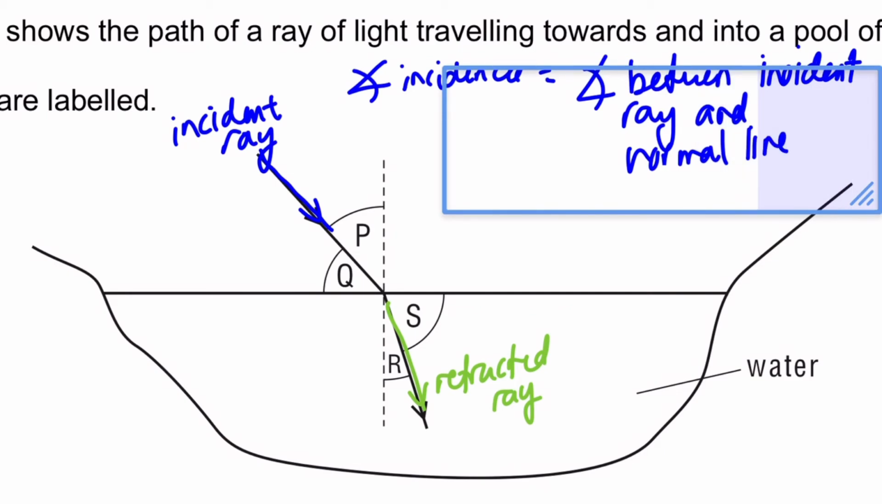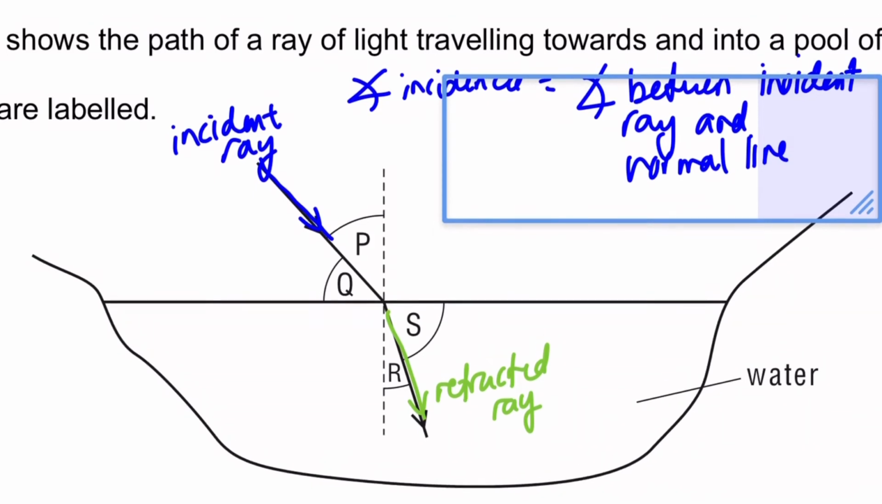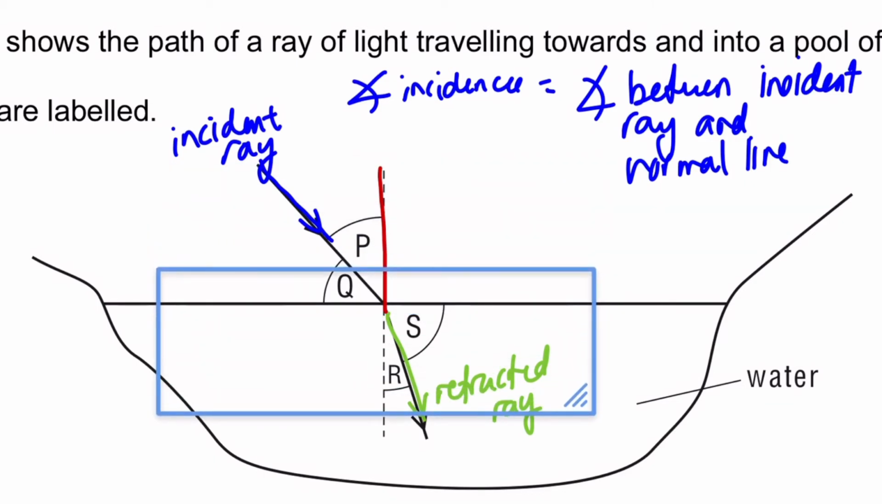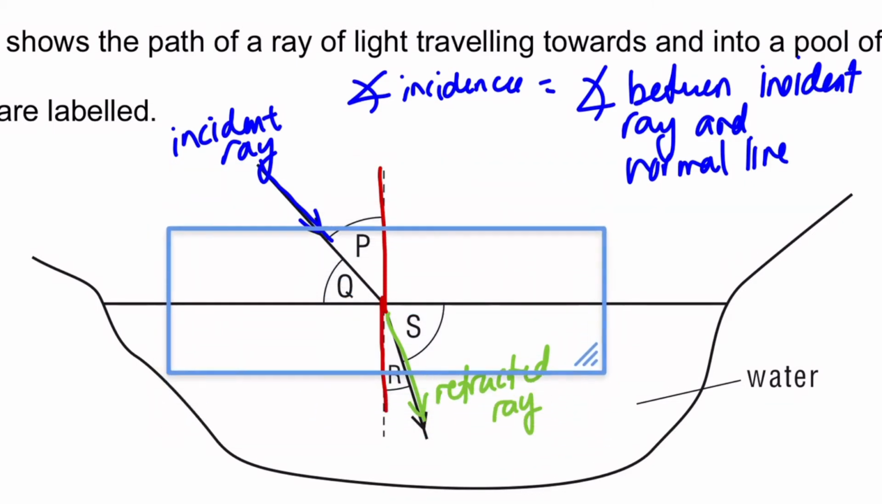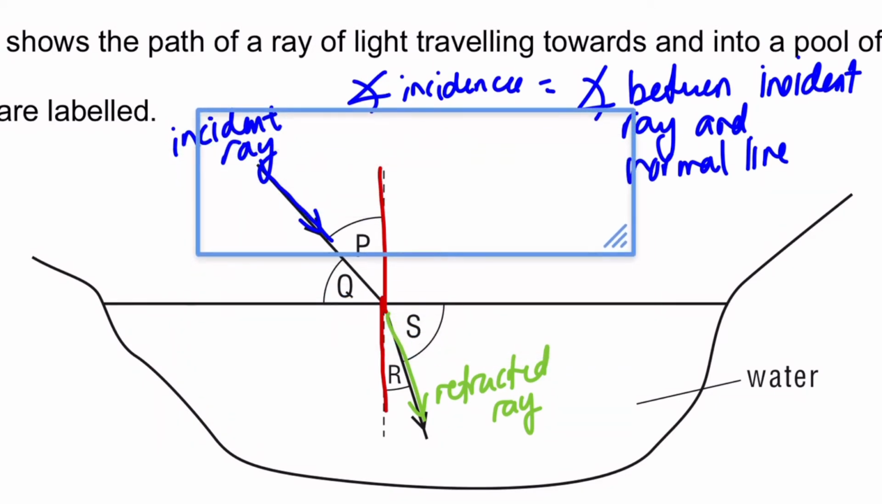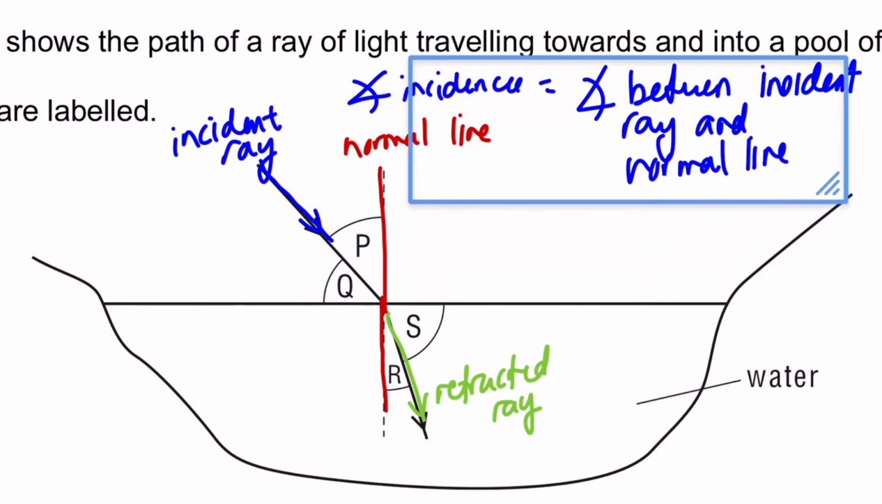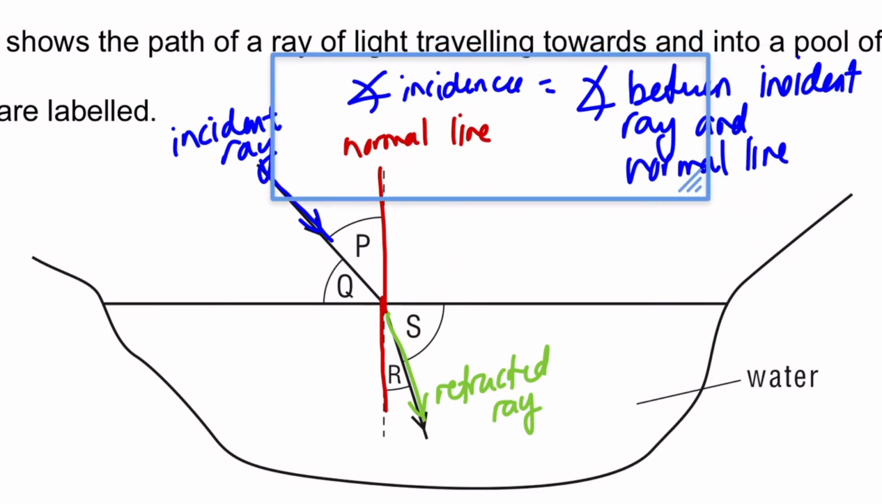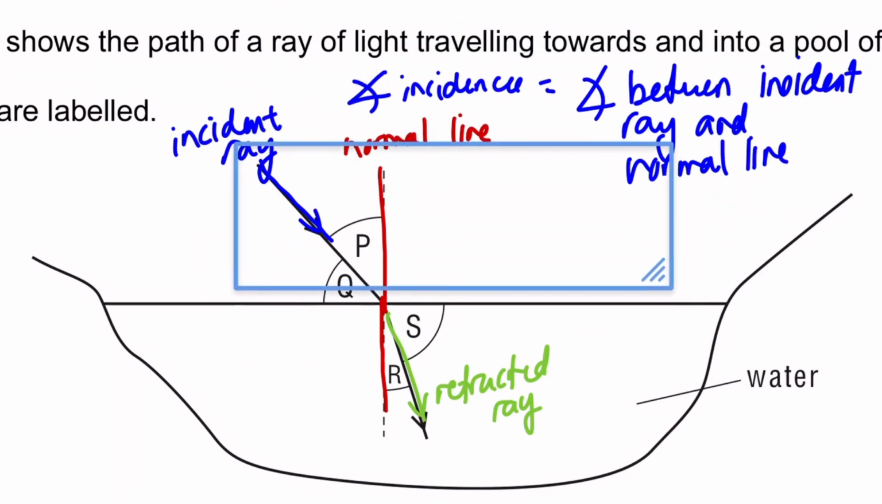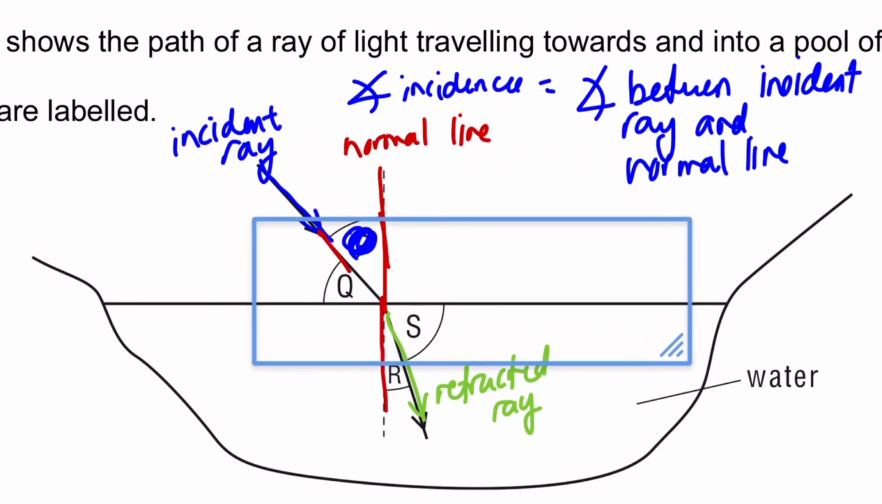Okay, let us identify where's the normal line. Normal line is the line which is perpendicular to any surface that the ray is traveling towards, which is this one, the red one. The red one is the normal line. So when we have defined that the angle of incidence is the angle between incident ray and the normal line, so between here and here, we'll have P as the answer.